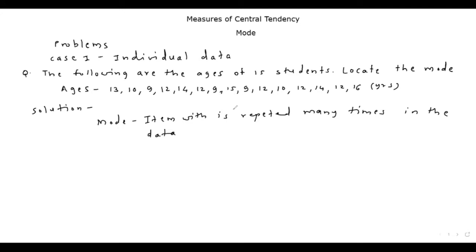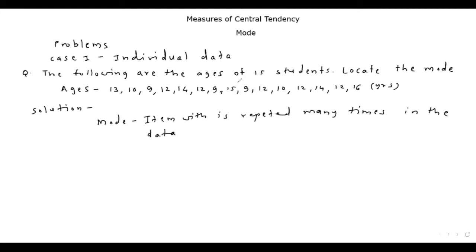So if you observe, the first item is 13. It is not repeated. Then the next item is 10. 10 is repeated 2 times. Then the next item is 9. 9 is repeated 3 times. So we may have the mode as 9 over here. Now the next item is 12. 12 is repeated 1, 2, 3, 4, 5, so 12 is repeated 5 times. Since the item which is repeated many times is 12, it is repeated many times in the data.